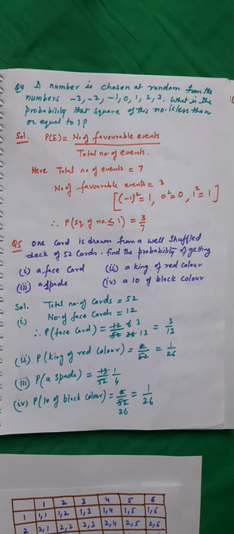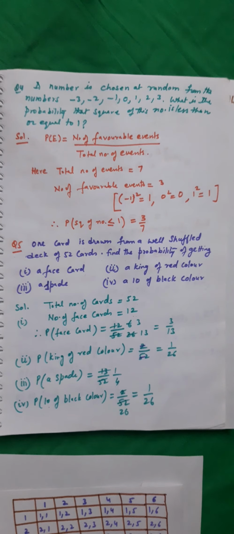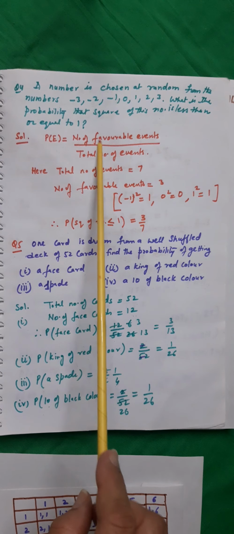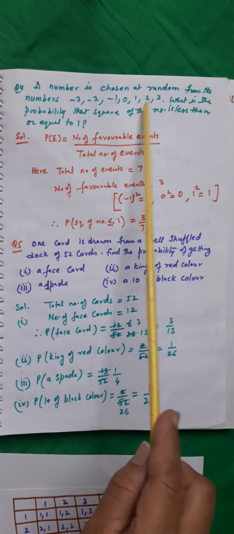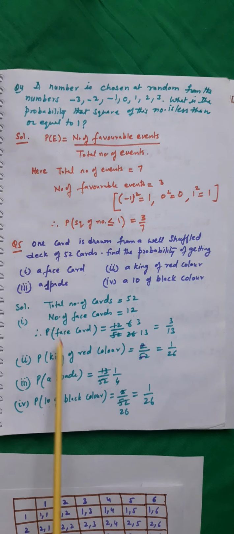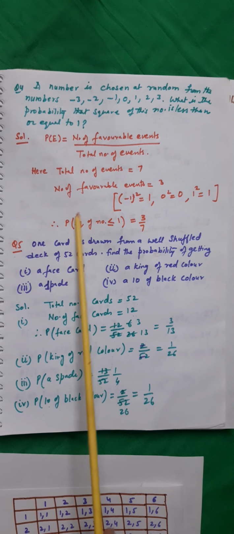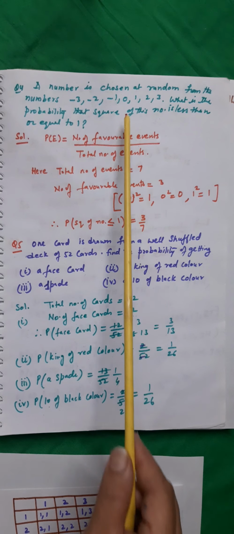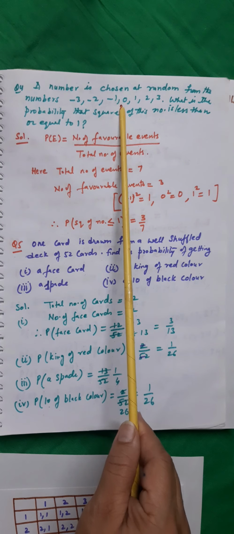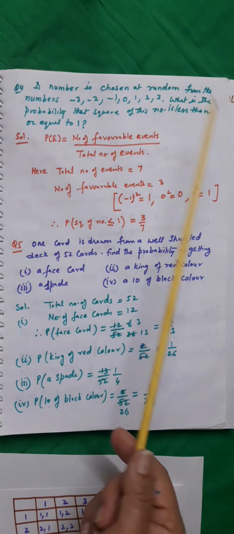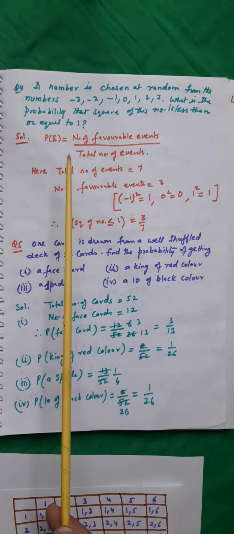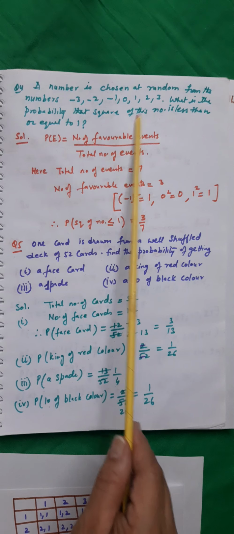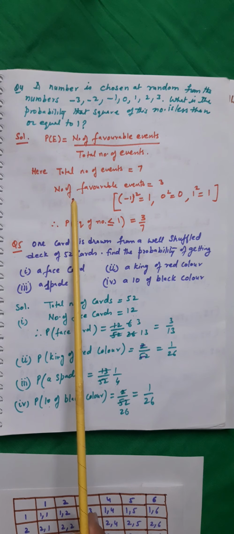Next question. A number is chosen at random from the numbers -3, -2, -1, 0, 1, 2 and 3. What is the probability that square of this number is less than or equal to 1? What is square of a number? A square of a number is 1 into 1. That is equal to 1. 0 into 0. -1 into -1. That is called square of a number. 2 into 2. When a number is multiplied with itself, it is called square of the number.